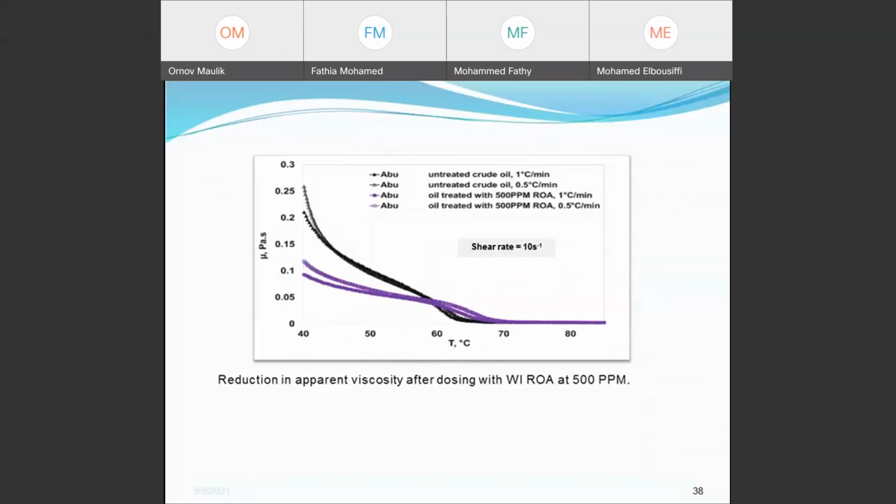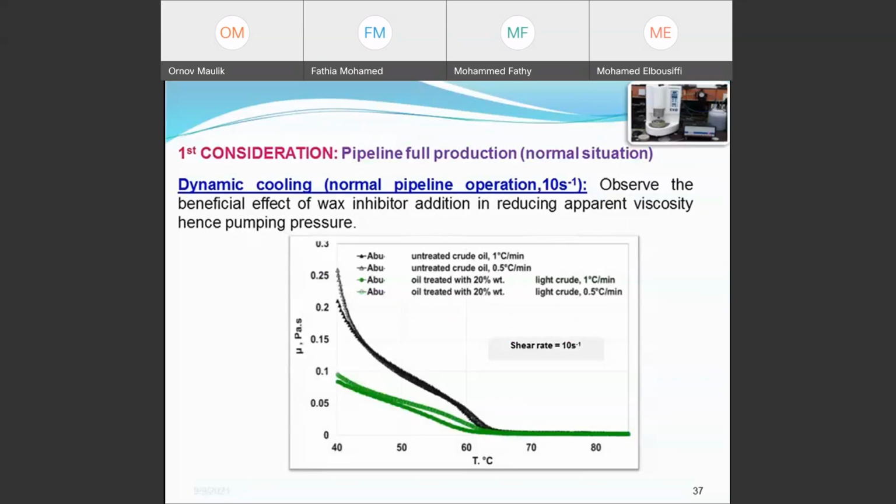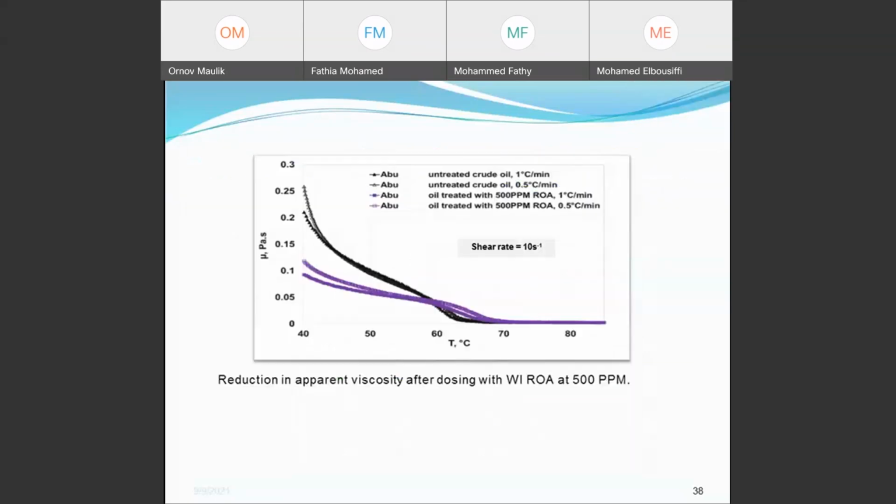Here we say again dilution with, you can see here, ROA 500. You can see the reduction in apparent viscosity. Here the reduction is about 50%. Here the reduction is about 64%. So we can say here again that dilution with the Certica is more beneficial compared with the ROA.